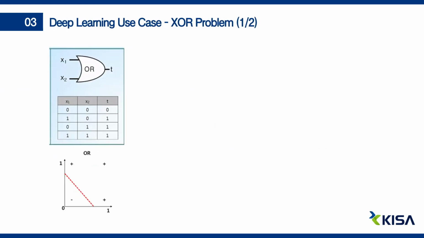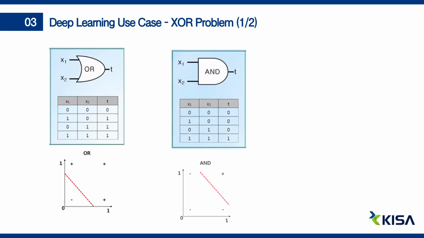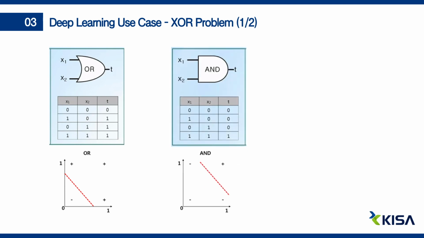The OR problem has the following results for two given inputs as shown on the left. When one input is 0 and the other is 0, the result is 0. When one input is 0 and the other is 1, the result is 1, and so on. An AND problem, as shown in the middle, has the following results for two given inputs. When one input is 0 and the other is 0, the result is 0, and so on.